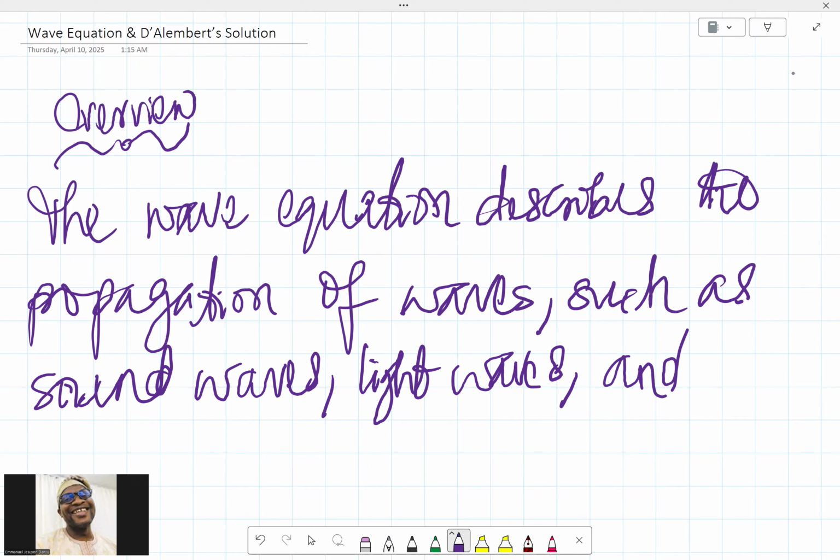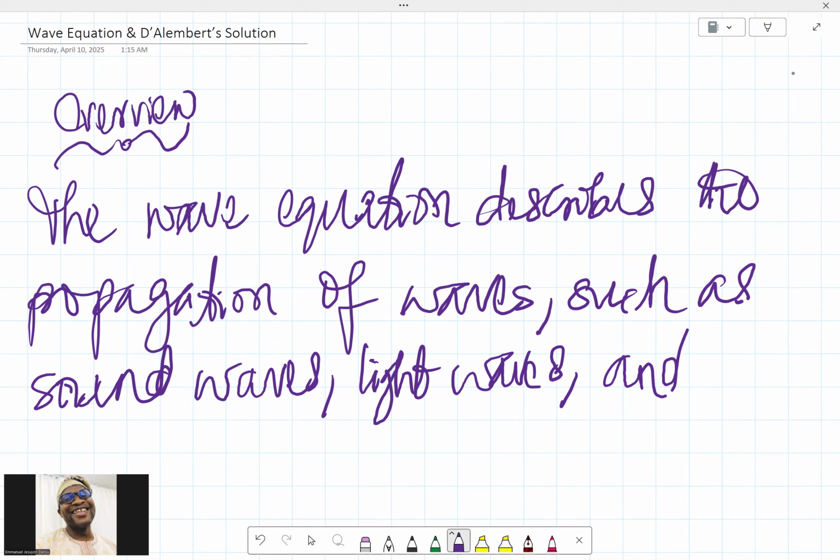The first one is the initial displacement. At time zero, what was the displacement like? That's u of x comma 0, which is phi of x. And we also have the initial velocity, because the wave is traveling with a speed. So the initial velocity, partial u of x comma t over partial t evaluated at t equals 0, is psi of x.